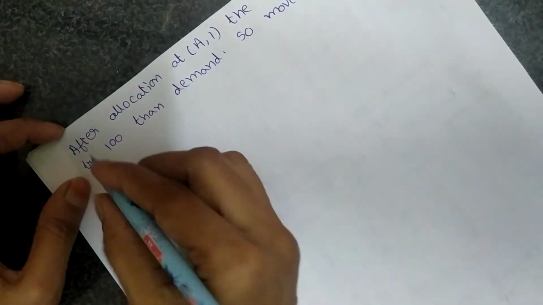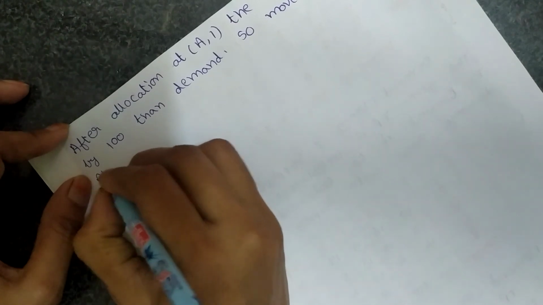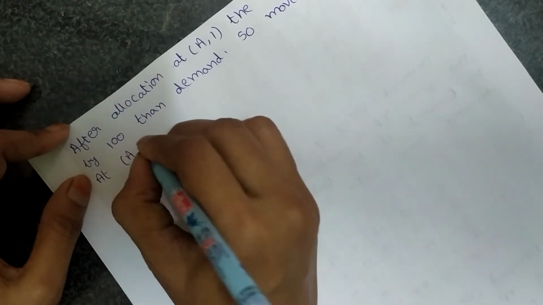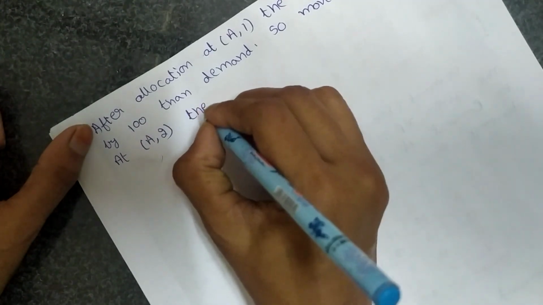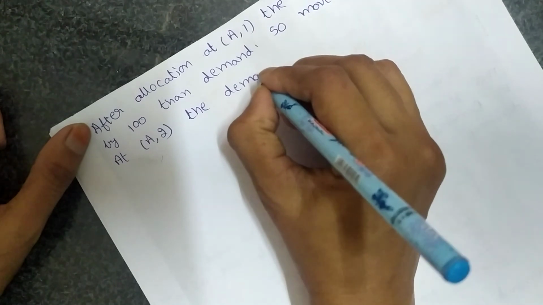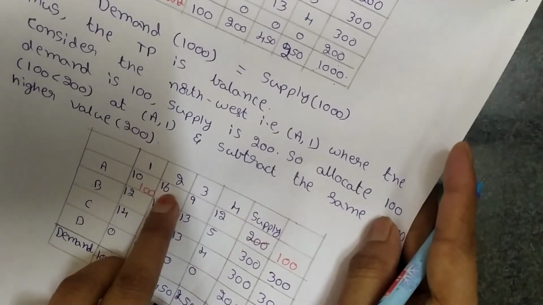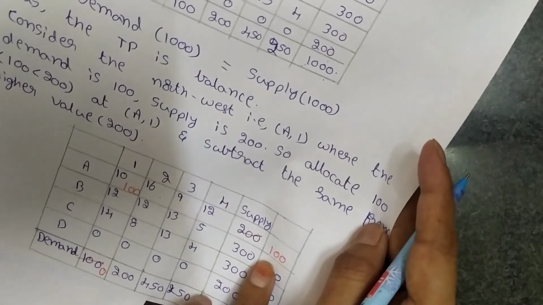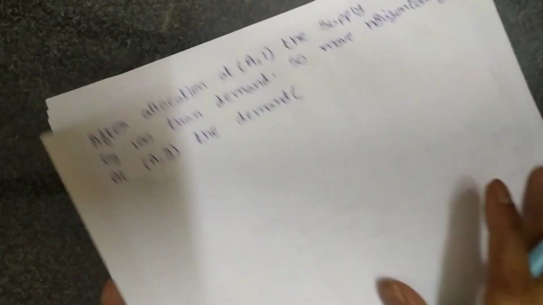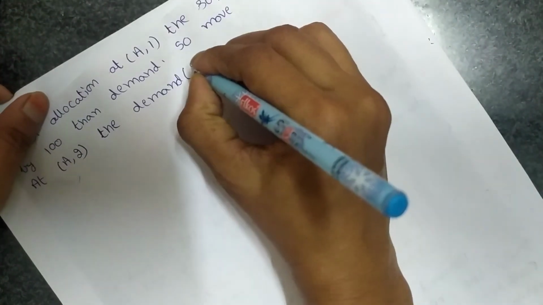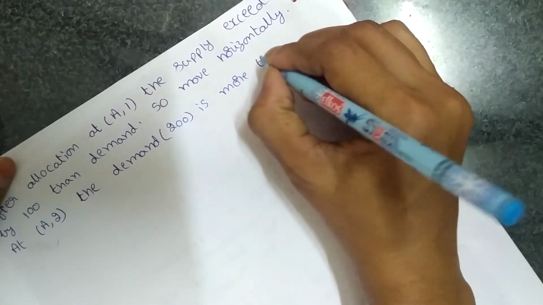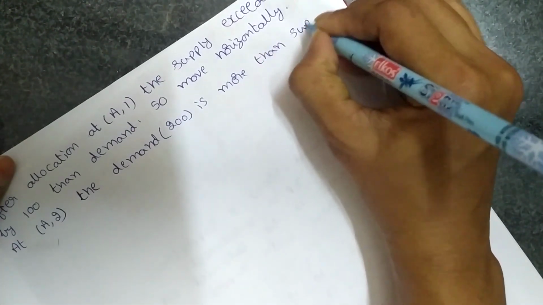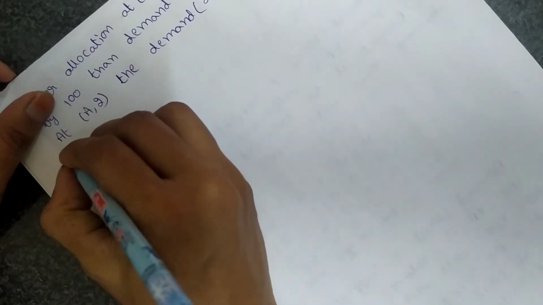Okay, when we will move horizontally, then where do we move means at A comma 2, because same row, horizontal means only the column changes. At A comma 2 we will check now. What is the demand at A comma 2? See here, demand is 200 whereas the supply is 100. We will write the same here. Demand is more than supply. Supply is only 100 but the demand is 200, more than supply.